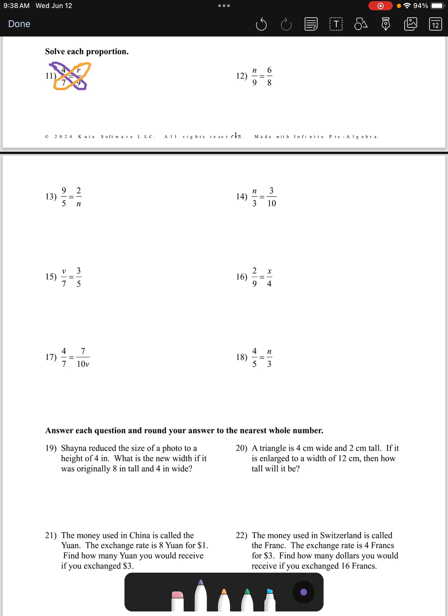multiplications. Product means multiply. So in number 11, my downward cross product of 4 times 9 is 36. My upward cross product of 7 times r is 7r. Cross multiply? Cool. One-step equation. How do we solve this equation? We divide both sides by 7. Gives us a value of r of 36/7.